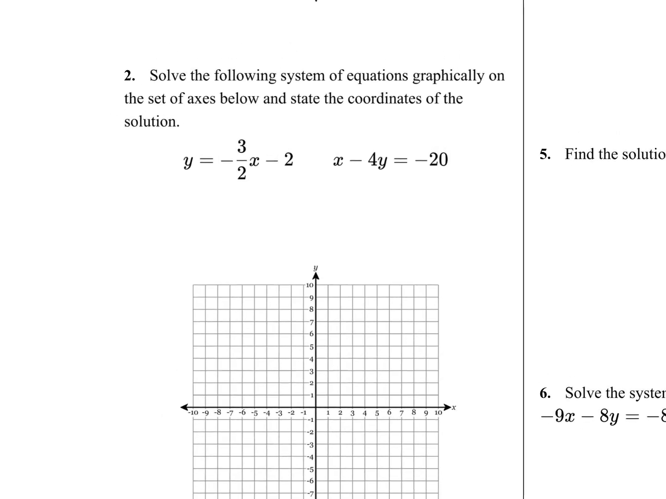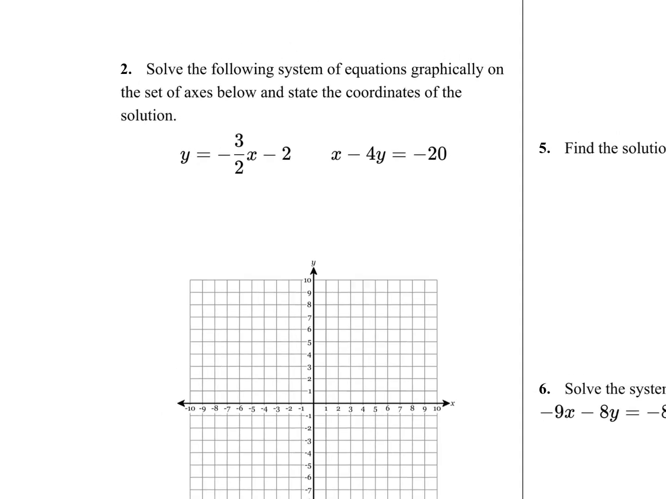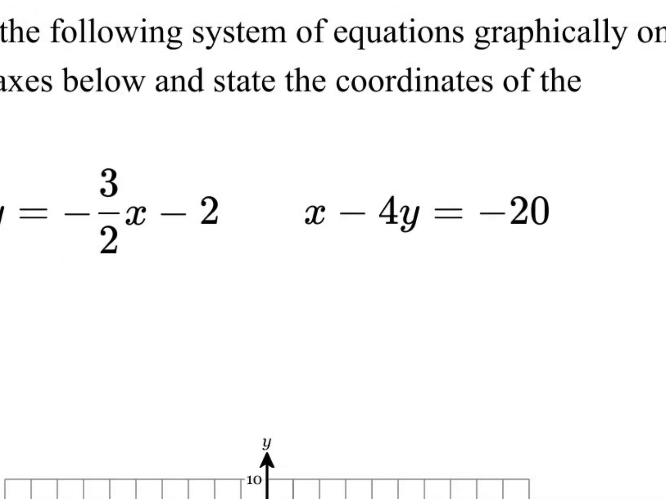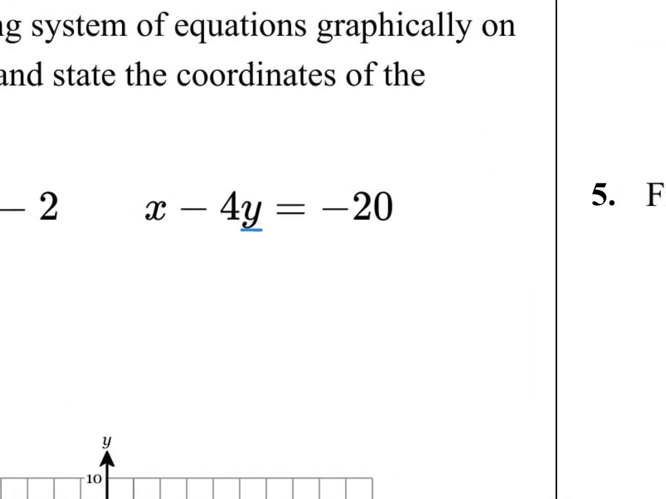All right, this also says to solve by graphing. And this time we only got one of them in slope-intercept form. So let's go ahead and put this one in slope-intercept form by isolating the variable y. We're going to subtract x from both sides to move it, and then divide by the coefficient of y, negative 4. And we divide everything by negative 4.